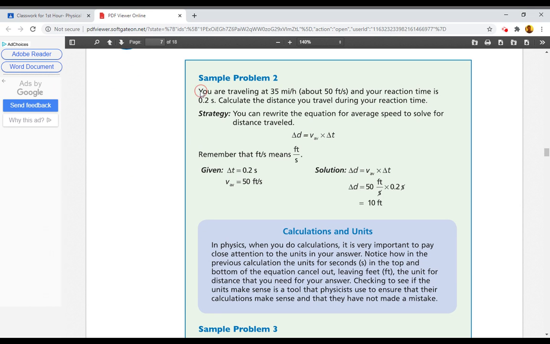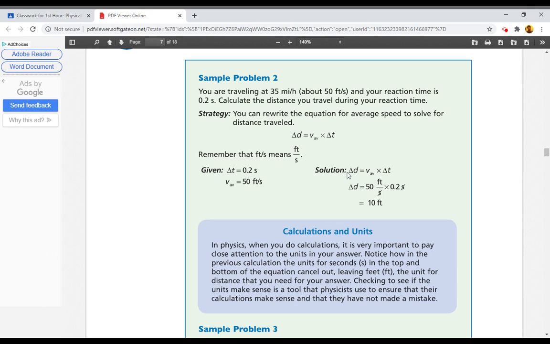Sample problem 2. You are traveling at 35 miles an hour, about 50 feet per second, and your reaction time is 0.2 seconds, which is 2/10 of a second. Calculate the distance you travel during your reaction time. You can rewrite the equation for average speed to solve for distance traveled. So what did they give us here? Distance equals speed times time. Feet per second really means feet divided by second. They're giving us the time, which is 2/10 of a second. They're giving us the speed, which is 50 feet per second. And we're trying to find the distance.